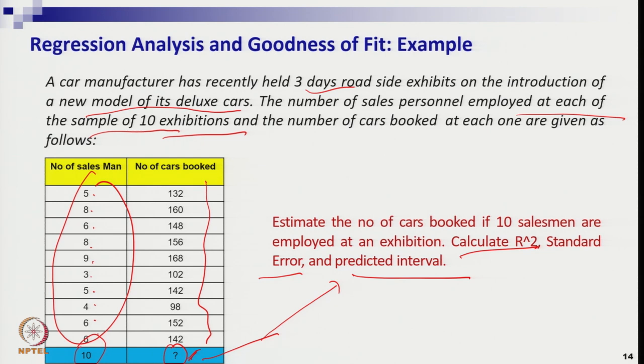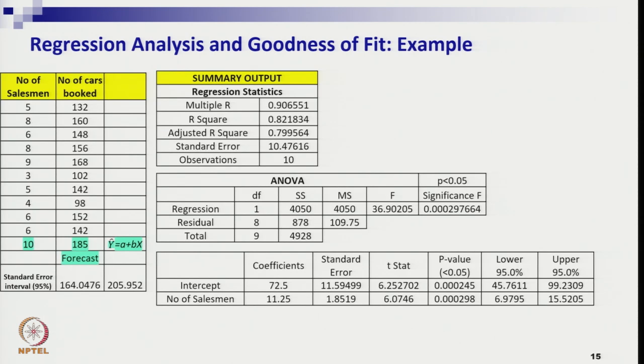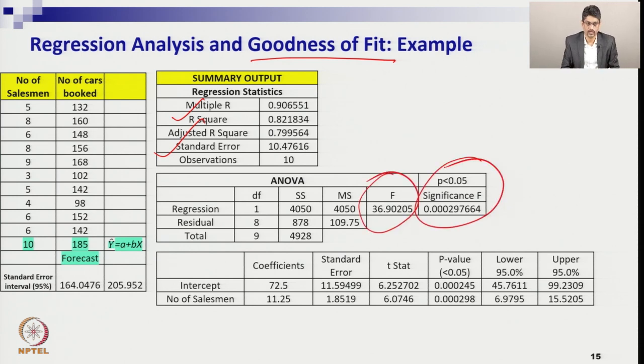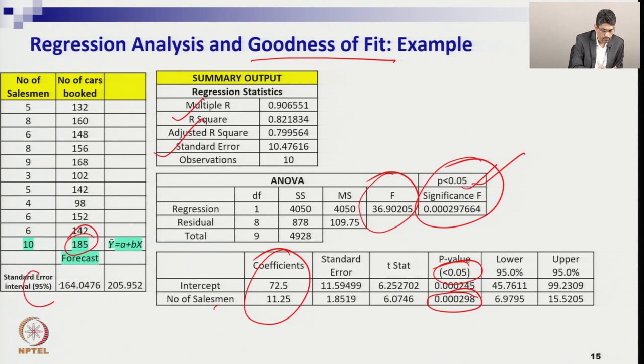Let us come back to the particular output now. We have discussed the different types of goodness of fit approaches. We have discussed the R square concept, the standard error, the F statistic and the significance value of your overall ANOVA analysis, and the reading of coefficients like the intercept and the slope, and the corresponding p value of the t test of individual variables. This should be less than 0.05, and the overall test should also be significant. The forecast is coming out to 185, and the corresponding 95% prediction interval is coming out to be 2 standard deviations of that.